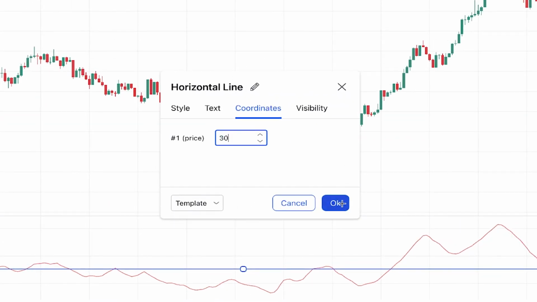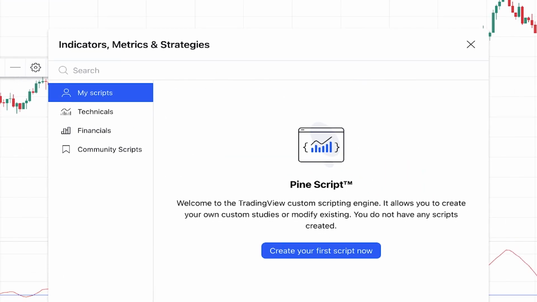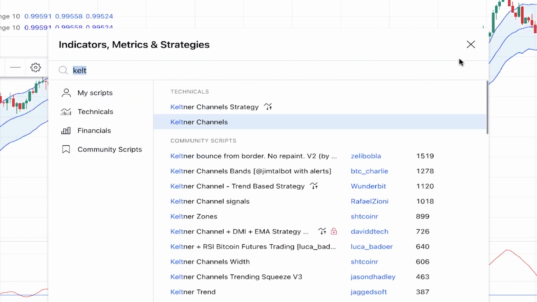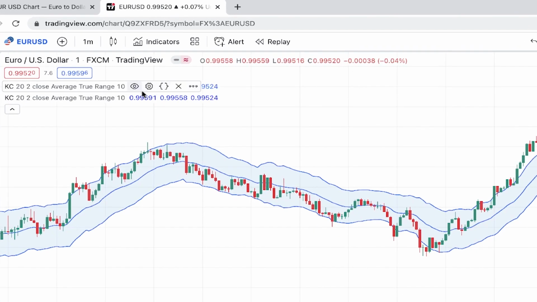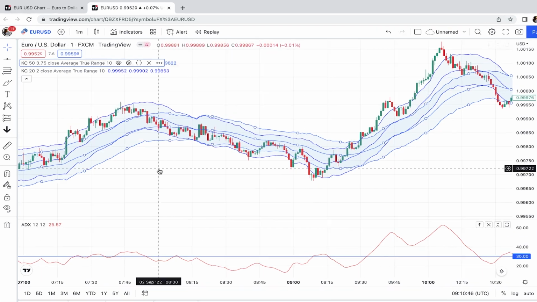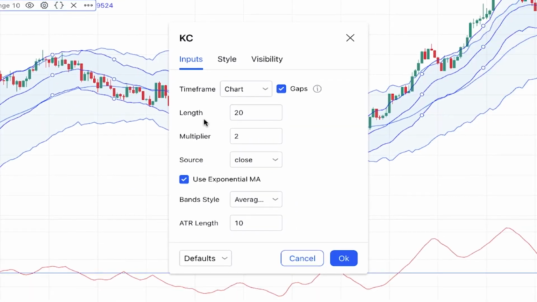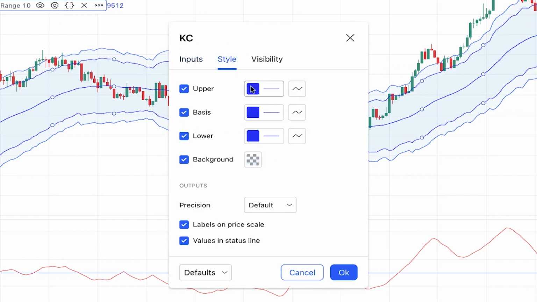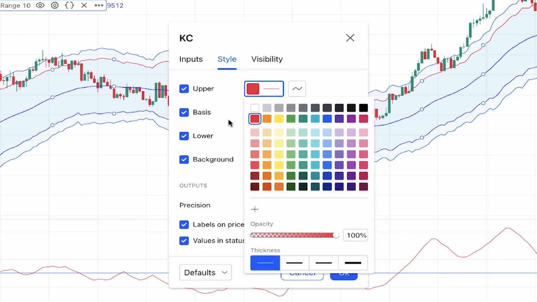The next indicator that we must add is Keltner channels, this one, and we must add 2 Keltner channels to our chart, and their settings must be adjusted. For the first Keltner channel, here in the length we set it at 50 and we set the multiplier at 3.75. And for the second Keltner channel, in the settings, here for the length we set it similarly at 50, but for the multiplier we set it at 2.75. And here in the style tab, we make the color of all the components of Keltner channel red.